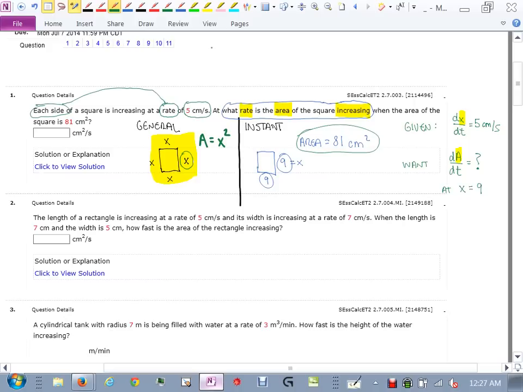So I'll write down here A is equal to x squared. And at this point, I will differentiate this with respect to time. So I always like to draw a little squiggly because it's really implicit differentiation. I'm taking the derivative of each side. The derivative of A with respect to time is just dA/dt.